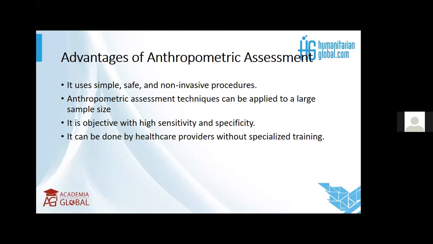Now, just to conclude this, because time is not on our side, we want to know the advantages of using anthropometric measurements. General advantages are that it's safe, it is simple, and it's not invasive. And these methods can be applied to a large sample size. And it is objective, with high sensitivity and specificity, that is if you do it right. And it can be done by any healthcare provider without specialized training. You don't have to be a nutritionist. Any health provider can do it, they just need the proper skills of doing it.